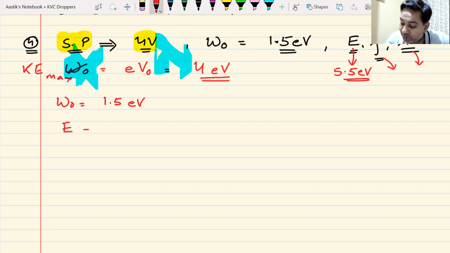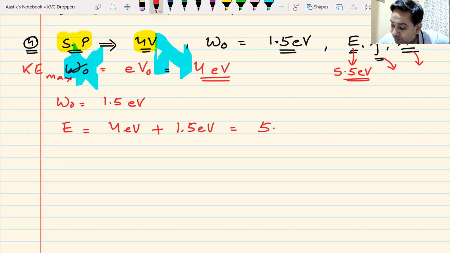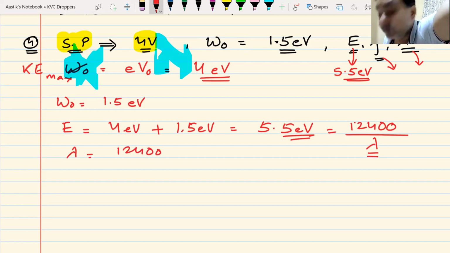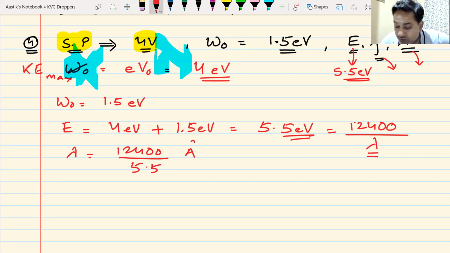I just find the energy of the incident photon, which will be equal to maximum kinetic energy 4 eV plus 1.5 eV. So this becomes 5.5 electron volt. Once I know this, that must be equal to hc by lambda. hc is 12,400. Do we understand this? Divided by lambda. From here, I can find out lambda. Lambda will be 12,400 divided by 5.5, and this answer will come in Angstrom unit. Do we understand this?